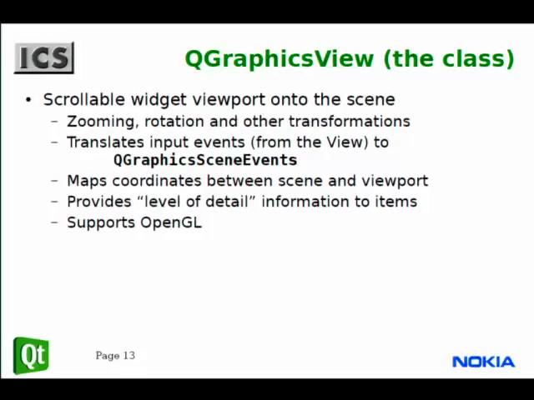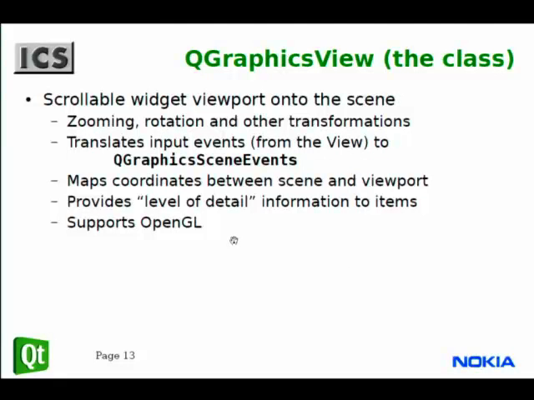Now let's talk about the actual class called QGraphics View. There's the QGraphics View collection of classes, and then there's one class that actually has that name. This is a scrollable widget and a viewport onto your scene. It handles zooming, rotation, other transformations. It translates input events from the view into QGraphics scene events, which of course have a different coordinate system. That's how it maps the coordinates between your scene and your viewport.